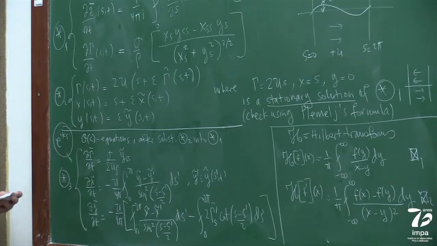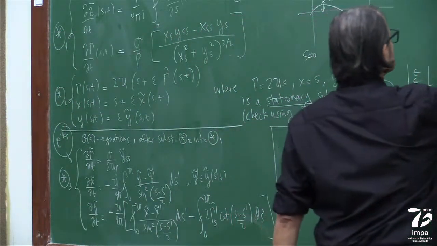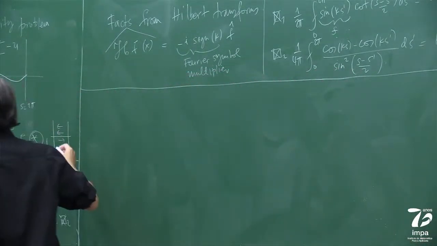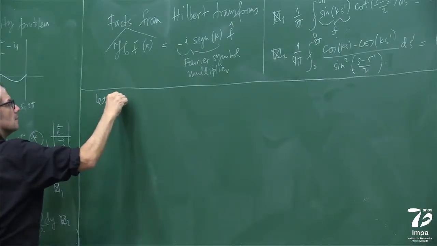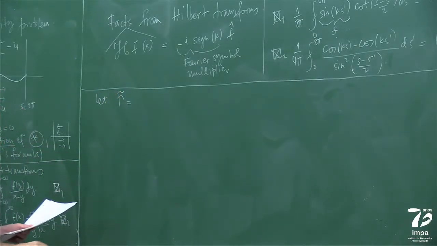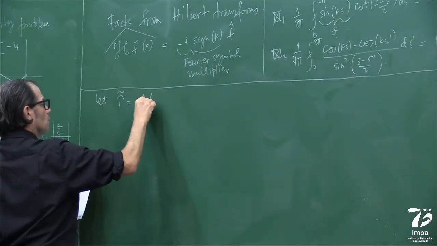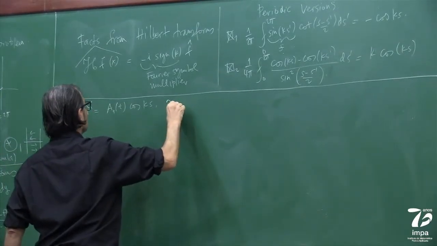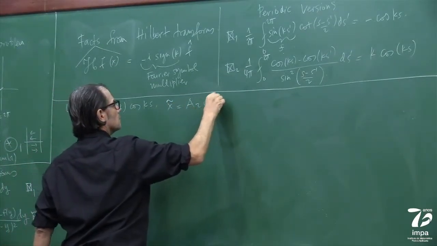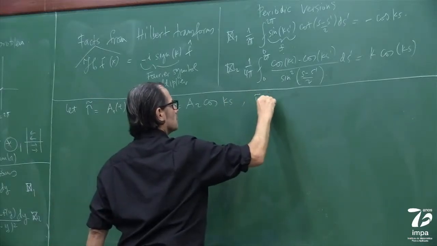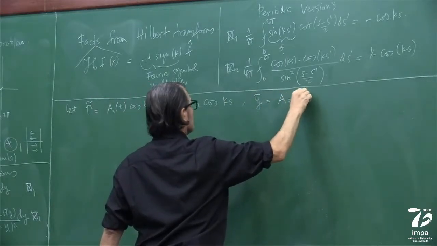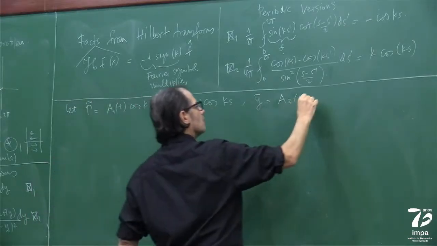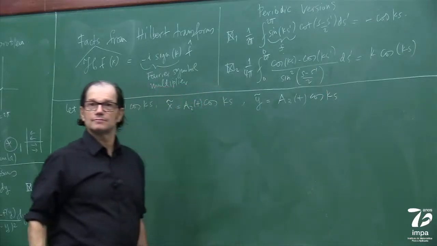So, substitute, okay? So using the above result, let's see what my notation is. Yeah, let this guy be A1 of t cosine ks, x2 will be A2 cosine ks, and y3 be A3 of time. Sorry. That's my separation of variables. Cosine ks.